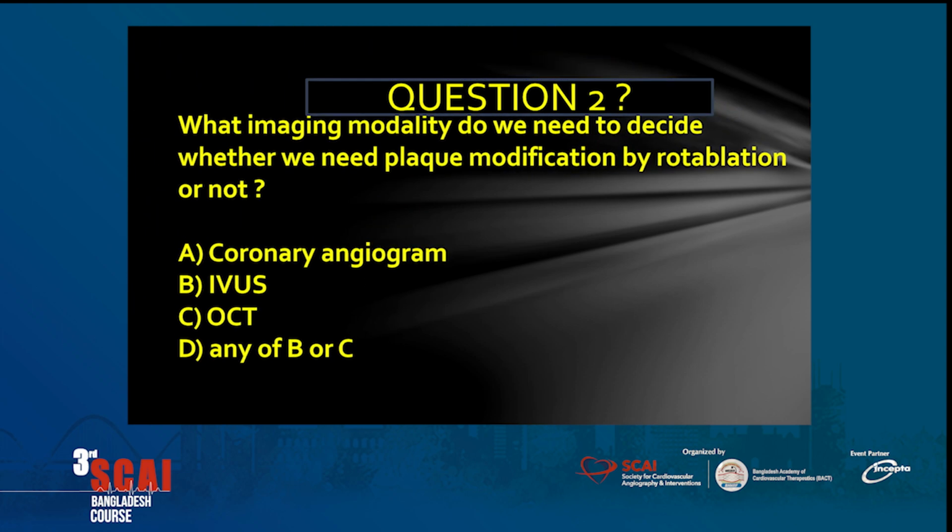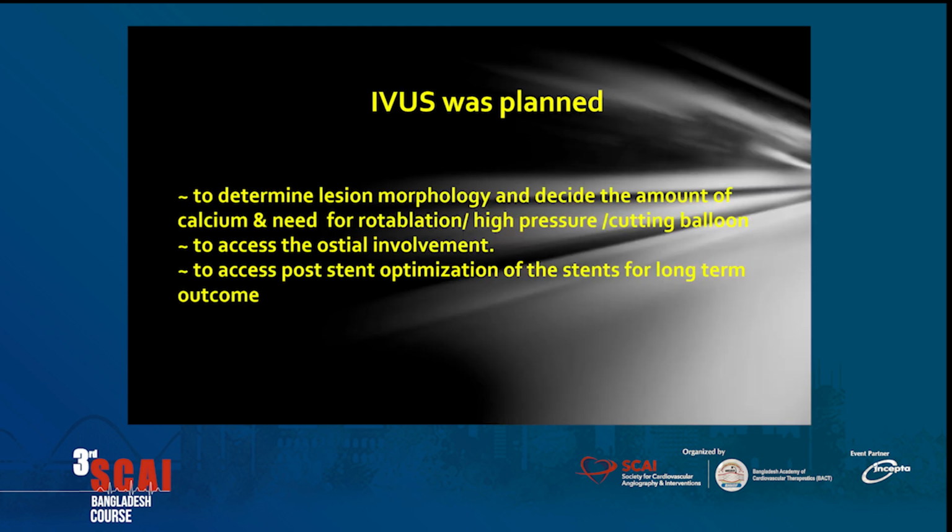what imaging modality do we need to decide whether we need plaque modification by rotablation or not? A, coronary angiogram. B, IVUS. C, OCT. D, any of B or C. As Professor Azam said, to see the lesion, prep the lesion, we need an imaging modality, either IVUS or OCT, any of B or C.